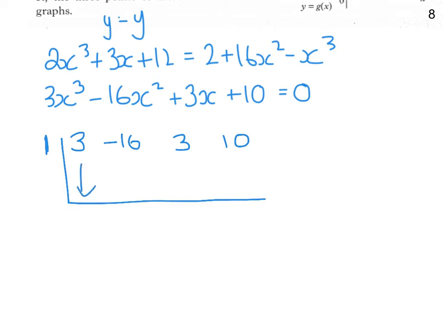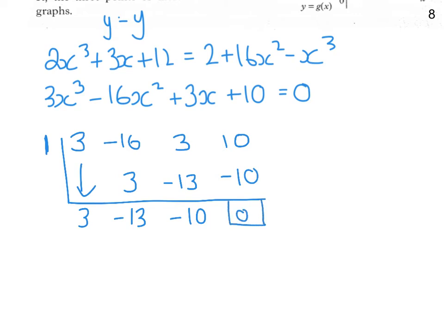So we bring down the number 3. 3 times 1 is 3. 3 take away 16 is minus 13. Multiply it by 1, it doesn't change. 3 take away 13 is minus 10. It doesn't change. They add together and we get 0. So that was a really nice one to start off with.